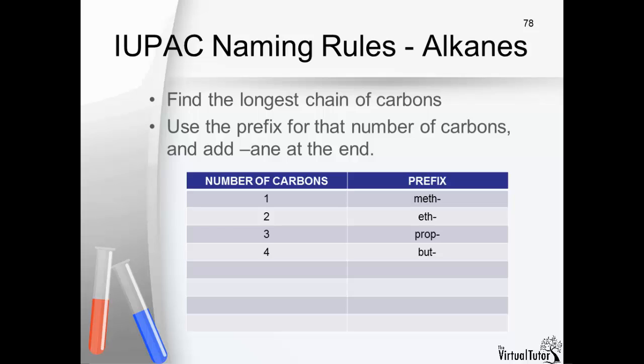If there are 4 carbon atoms in the longest chain, the name will start with but. If there are 5 carbon atoms in the longest chain, the name will start with pent. If there are 6 carbon atoms in the longest chain, the name will start with hex.